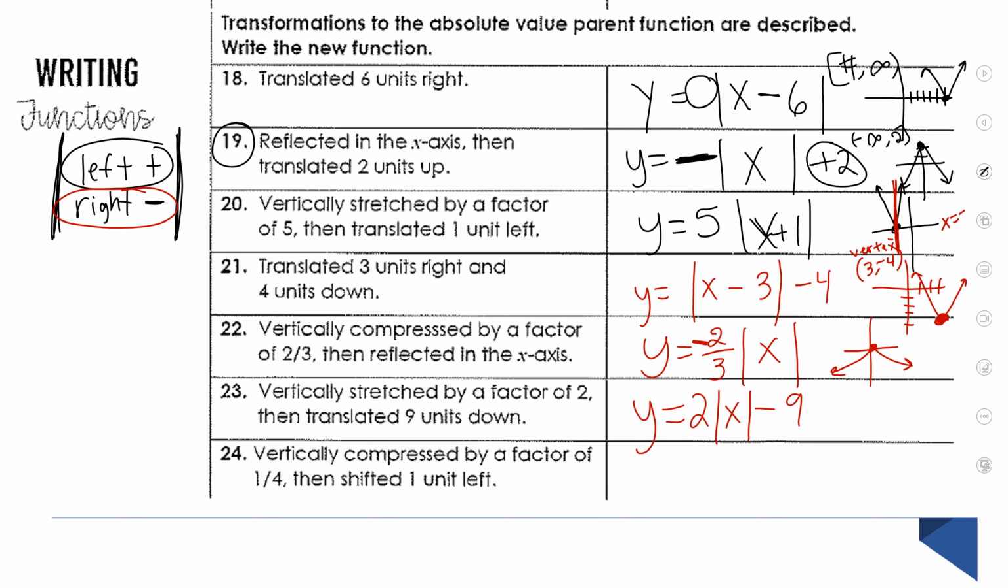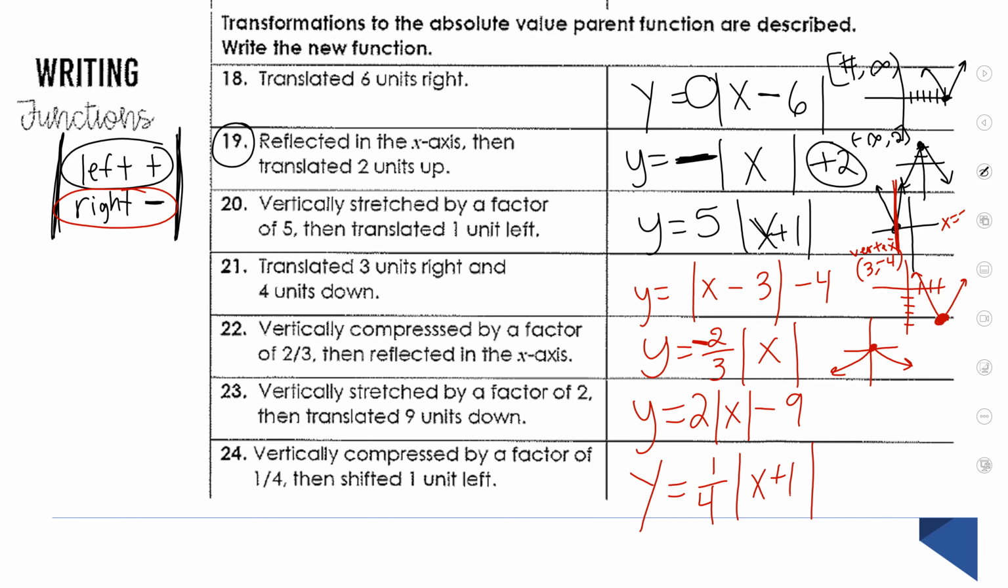Okay, finally, the last one. Vertically compressed by a factor. Whenever you see the word vertically, just know that you're going to be in the very front. You're just going to put that number in the front. And then it shifted to the left, so that'll be x plus 1. And that's it.